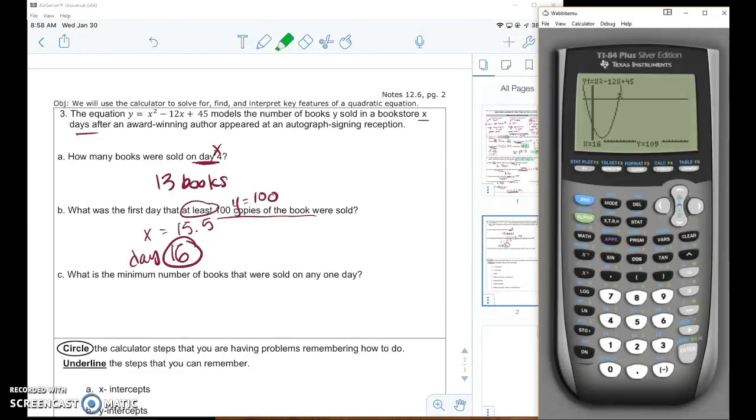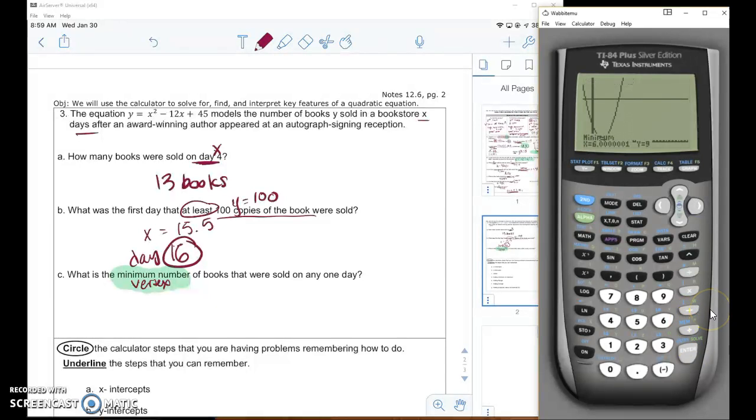What is the minimum number of books that were sold on any one day? So I am looking for a minimum, or the vertex. So, back to my calculator, second trace minimum. Number 3, I've got to find my vertex. And I'm going to go 3 to the left, 1, 2, 3, enter. Back to the vertex, and 3 to the right, 1, 2, 3, enter.